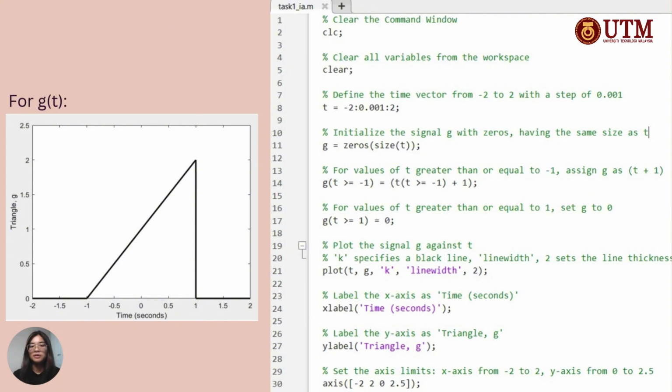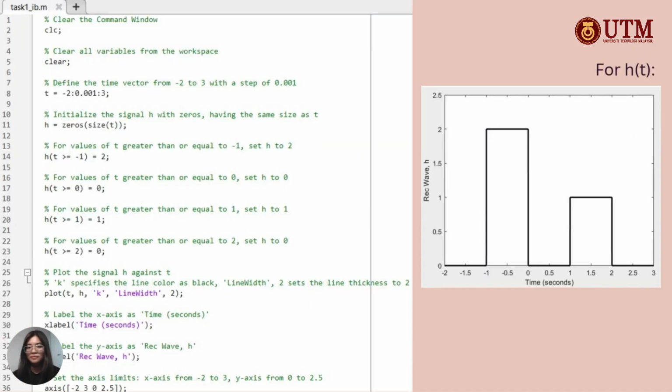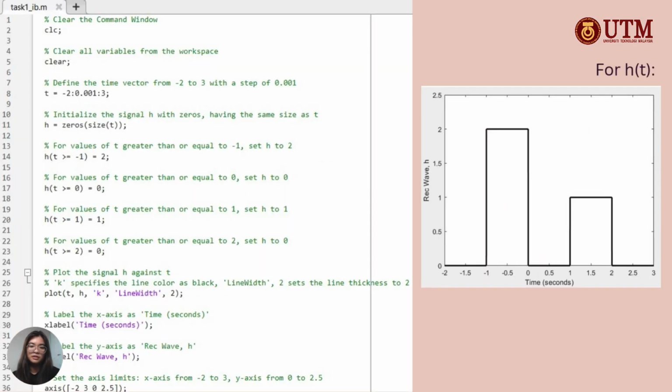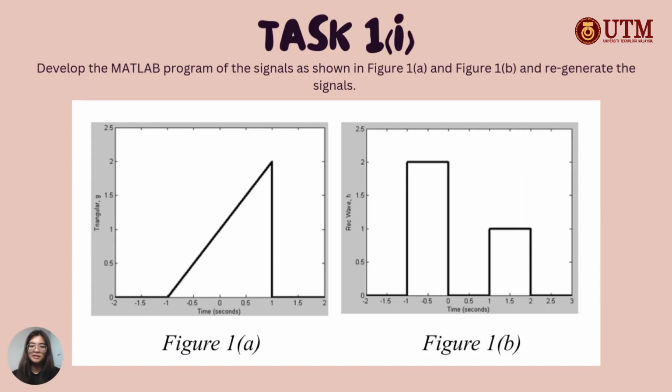This is the MATLAB code for the g(t) signal. This is the MATLAB code for the h(t) signal. By running the MATLAB code we generated, we can exactly recreate the signals as shown in figures 1a and 1b. By observing the shape and the amplitude, we can see that the signals we generate are quite similar to the original signals. This will allow us to inspect the properties of the two input signals visually for the following question.